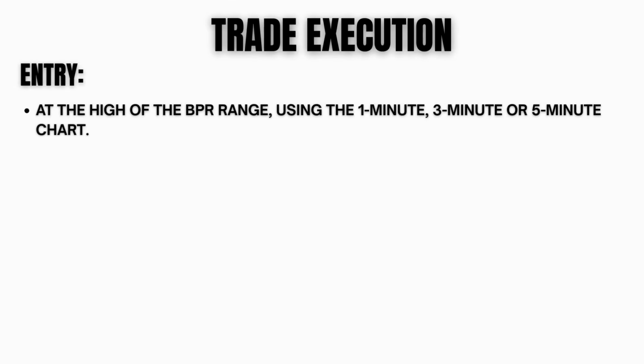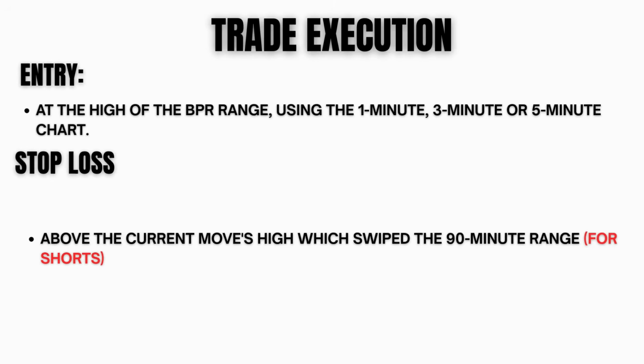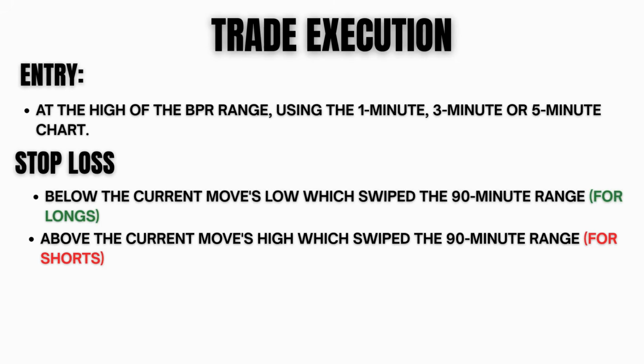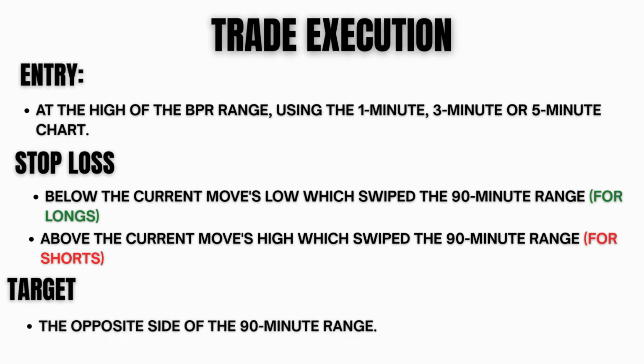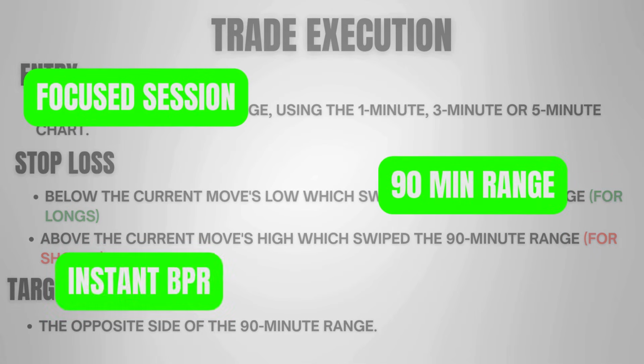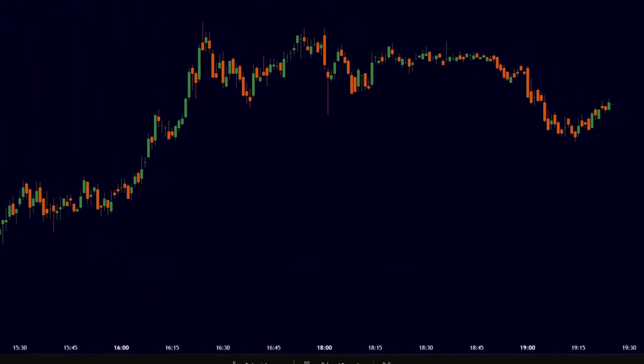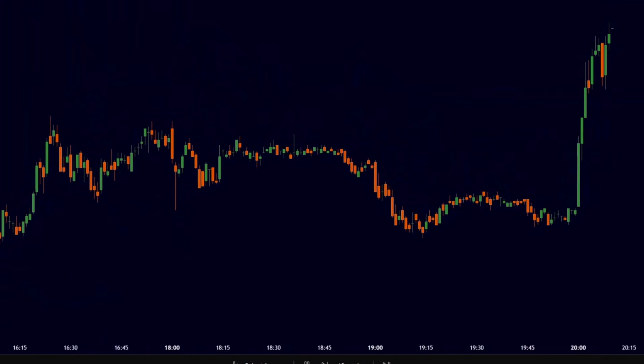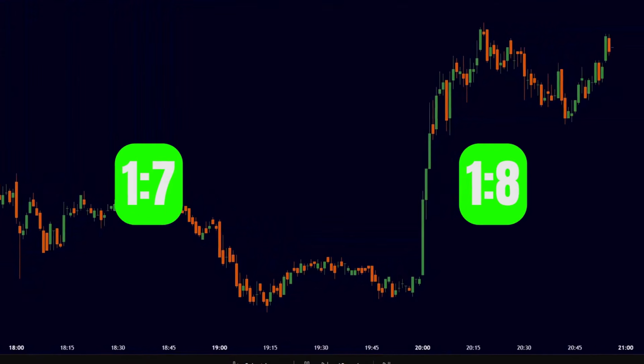Trade execution: entry at the high of the BPR range, using the 1-minute, 3-minute, or 5-minute chart. Stop loss above the current move's high, which swiped the 90-minute range for shorts, or below the current move's low, which swiped the 90-minute range for longs. Target: the opposite side of the 90-minute range. When all 3 elements align, focused session, 90-minute range touch, and instant BPR, you have a high probability setup that consistently delivers 1 to 7 and 1 to 8 risk to reward trades.